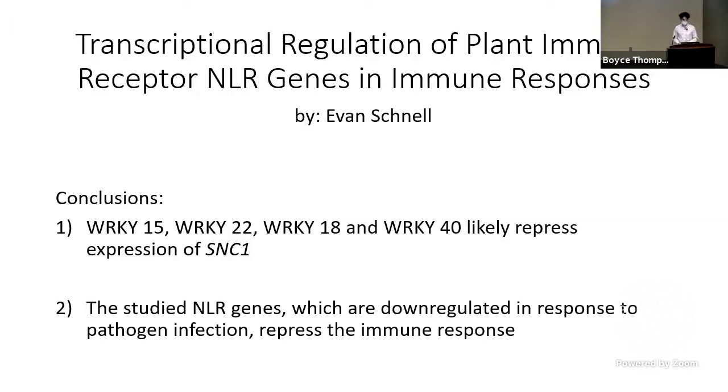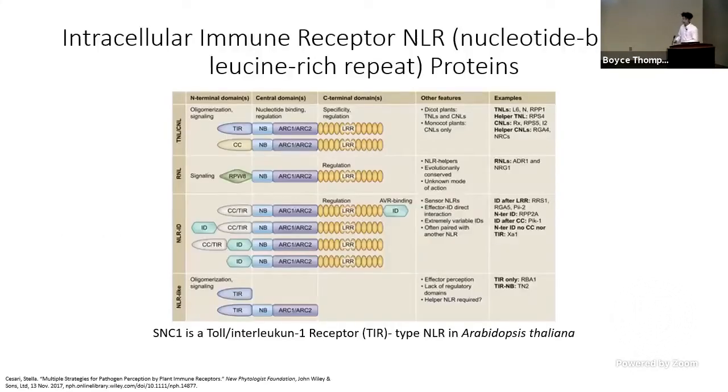So hi, I'm Evan, and I'm studying the transcriptional regulation of plant immune receptor NLR genes in immune responses. So, intracellular immune receptor NLR, or nucleotide binding leucine rich repeat proteins, have evolutionarily conserved domains in the central and C-terminal domains. However, the N-terminal domains allow for some variety in these proteins.